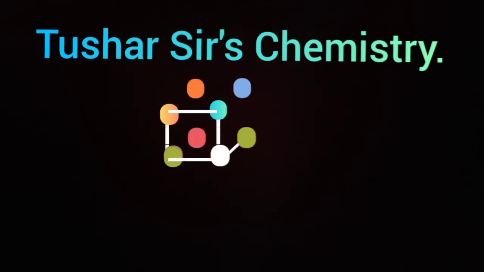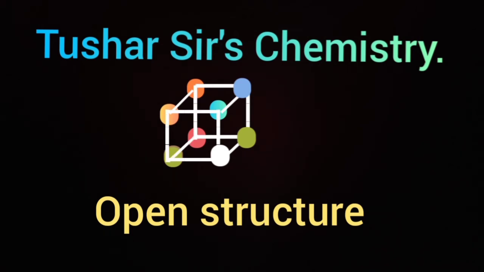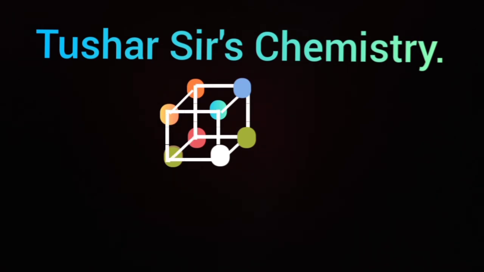In the open structure, for the ease of the study, the atoms or lattice points are made small and connected by straight lines. You see, this is a primitive unit cell, or you can say simple cubic. Simple cubic arrangement.